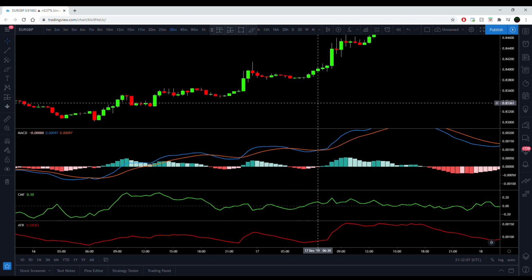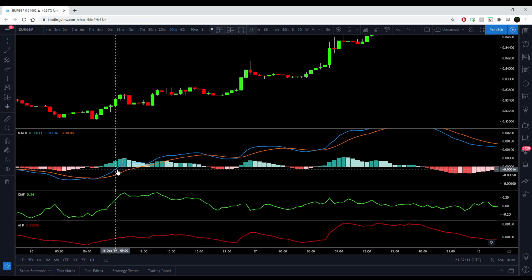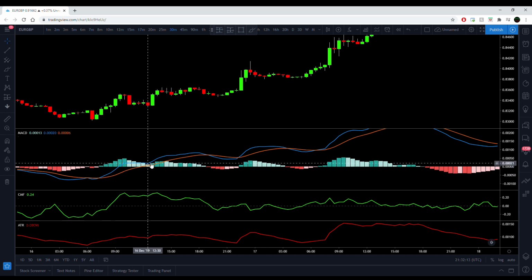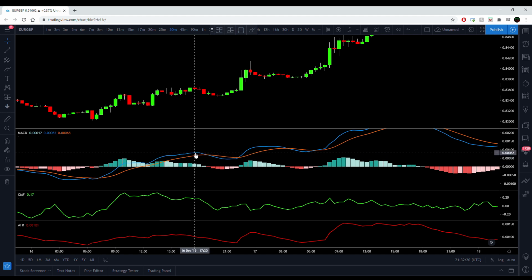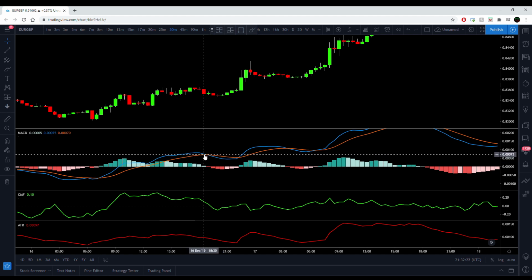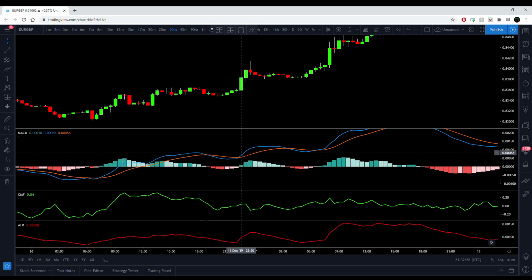So the first thing that we're going to look for is a cross of the MACD line and the signal line above the zero line of the histogram. So now that these lines are trading above the zero line of the histogram, we're waiting for the next cross up. So we have a cross down here, and then we see a cross up. So we're going to wait till the candle close here, and this is our go signal.